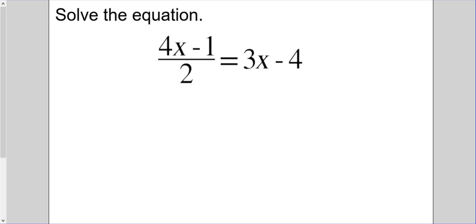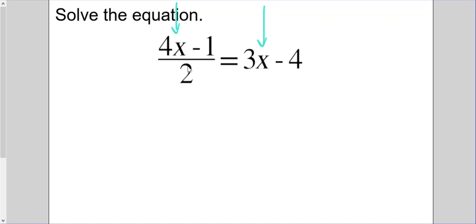So here I'm trying to solve this equation, which means I'm trying to get x completely by itself. So I see that I have a variable on both sides. I have a variable term on that side and a variable term on this side. So that means I'm going to have to somehow combine those into one variable term on one side.